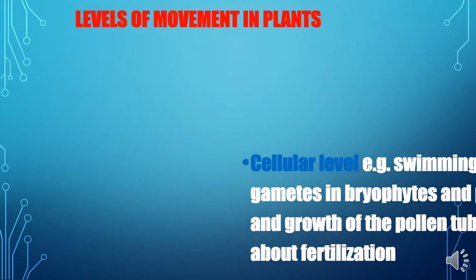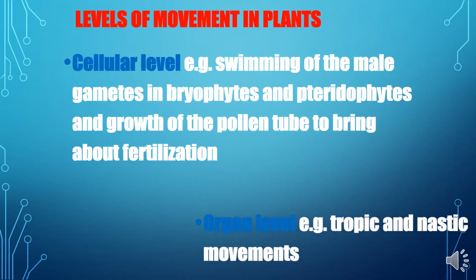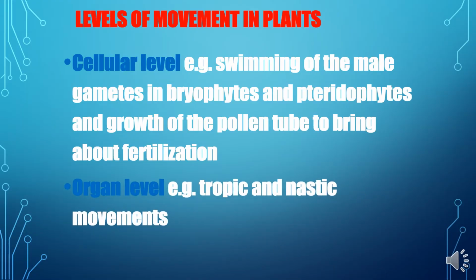Levels of movement in plants. Number one is the cellular level, e.g. swimming of the male gametes or sex cells in bryophytes and pteridophytes, and growth of the pollen tube to bring about fertilization. And then the organ level, e.g. tropic and nastic movements.